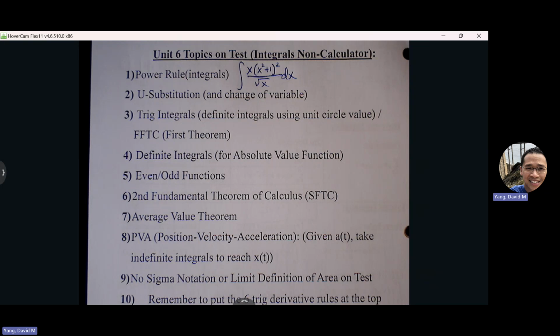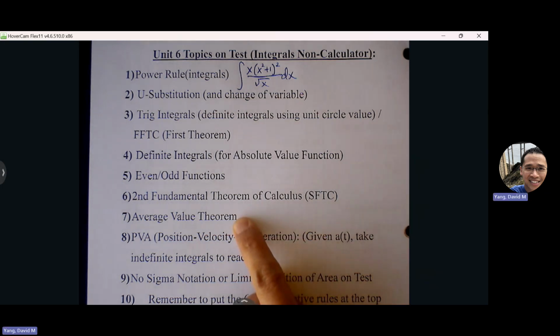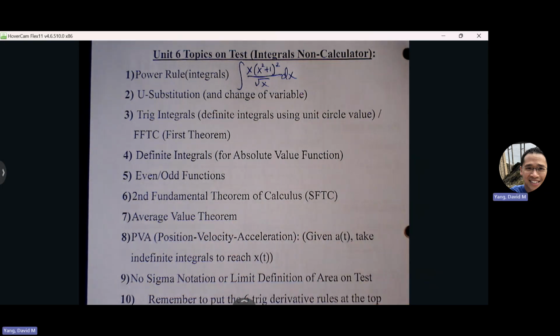Even and odd functions, hopefully we feel more comfortable with it now that we've seen a couple of examples across multiple days. Second fundamental theorem, we did that yesterday, where if we have pairings of derivatives and definite integrals next to each other, we basically cancel them out and then just work that upper bound into the function. Average value theorem, finding the average height across our graph. That's our average value theorem.